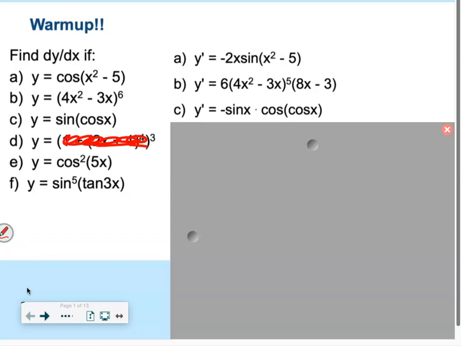That is supposed to be a 3, not a 2? Oh, out front? Yeah. Okay. It just got partially erased. 3.